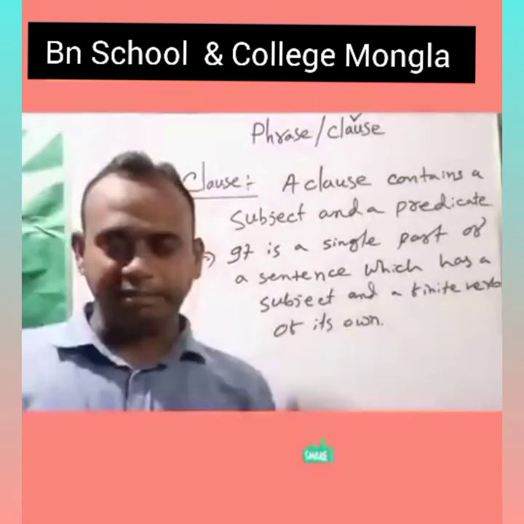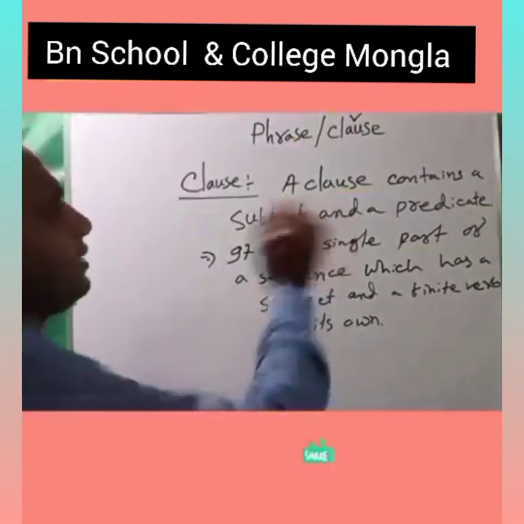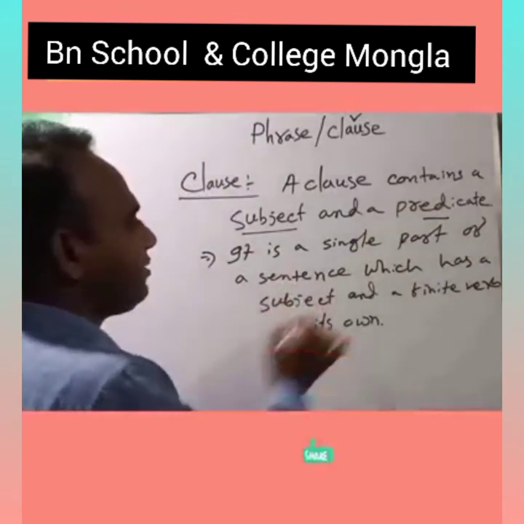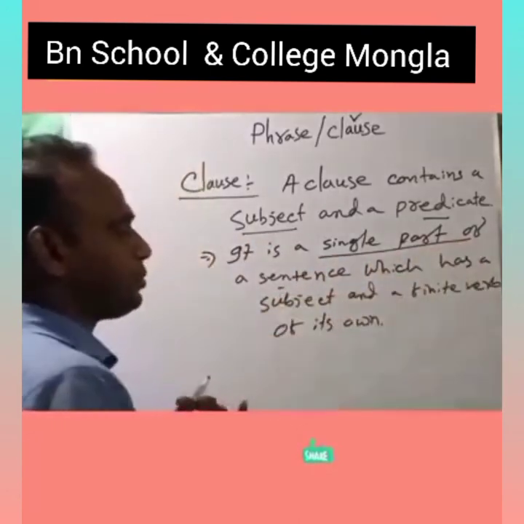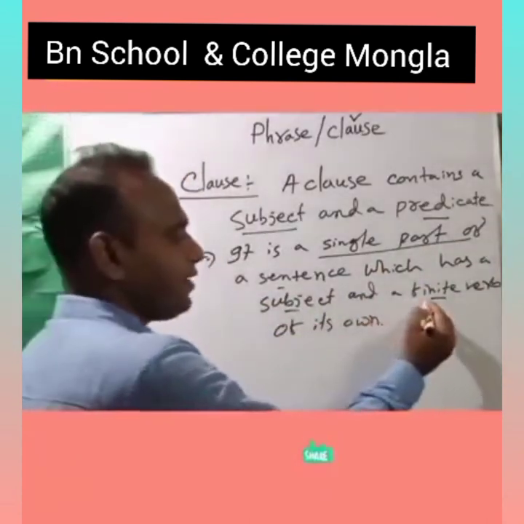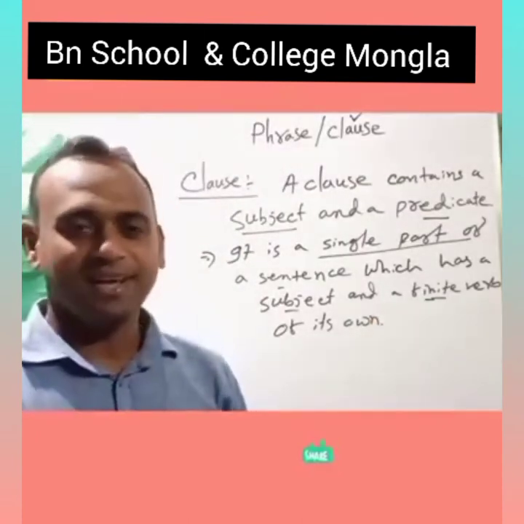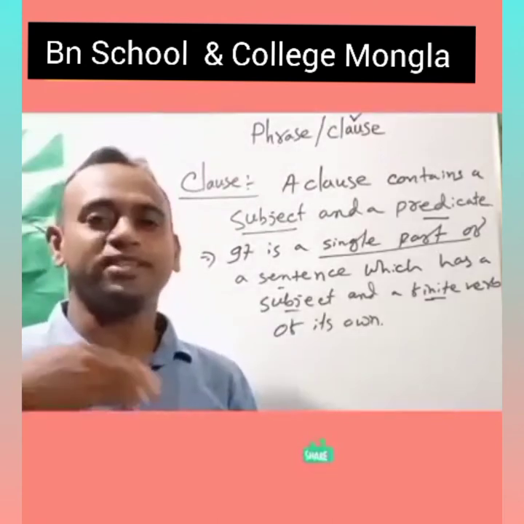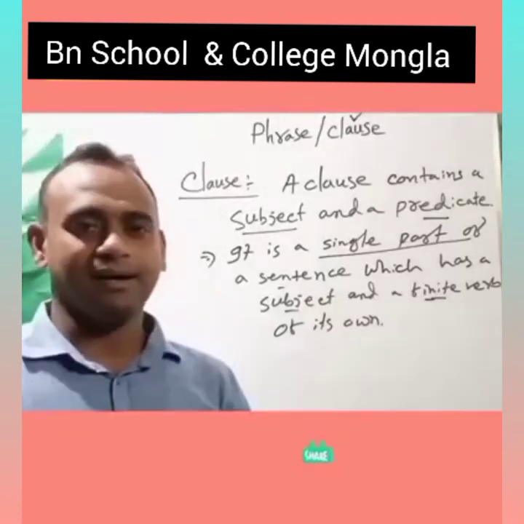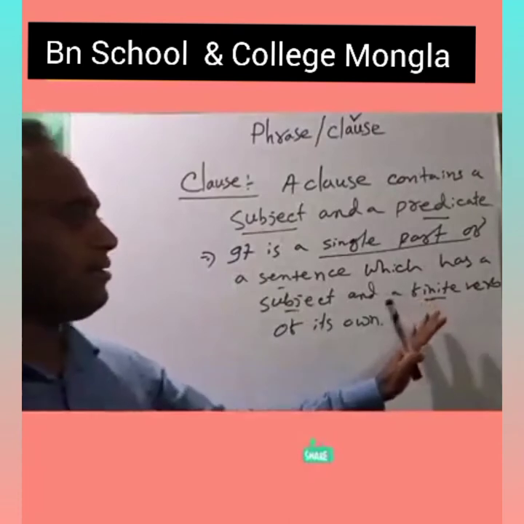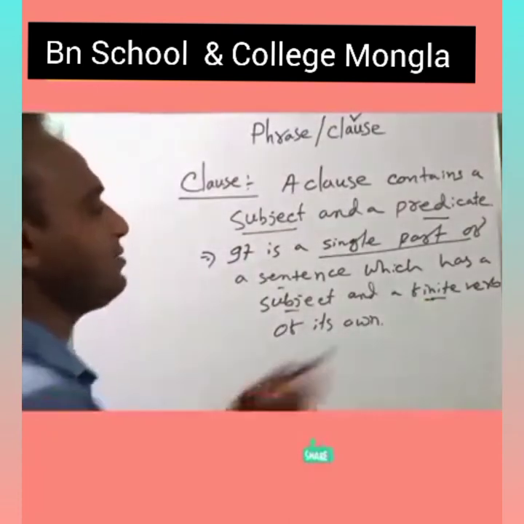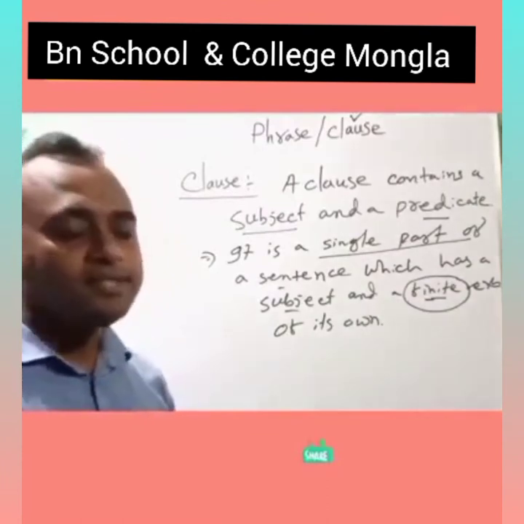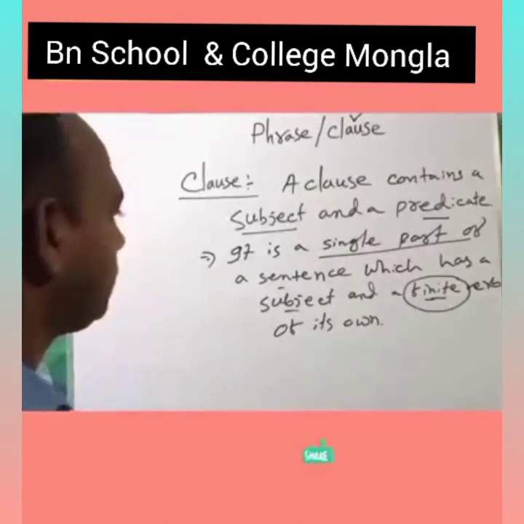We have just taken a definition, that it contains a subject and a predicate. And adding to it, we have said that it is a single part of a sentence in which we will get a subject and a verb. And that verb is a finite verb. You can ask me, what is a finite verb? I have told you in my earlier classes that a finite verb is a verb that can express its meaning completely. To express its meaning, it has no need to take other help. Okay, so it can express its meaning clearly. That verb is a finite verb, and this verb also changes the tenses. This verb also can change its verb form. Okay, now go to the next portion.